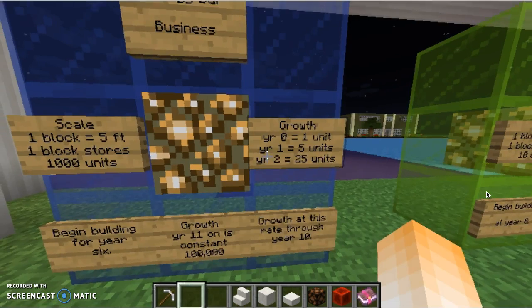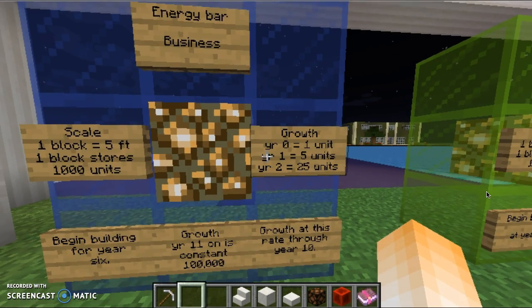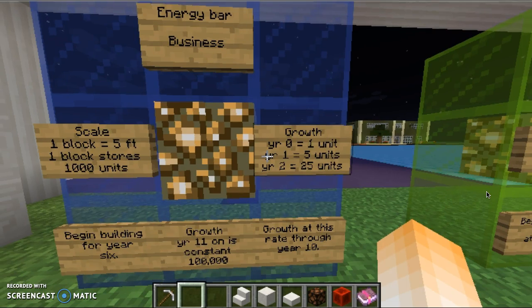Growth at this rate goes through year 10. Then it gets too large and it's really not reasonable. So hopefully part of the discussion we're going to have is that exponential growth isn't sustainable for a long period of time. And so I've limited the growth.